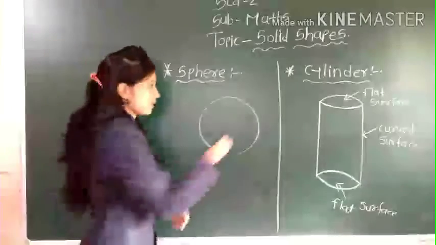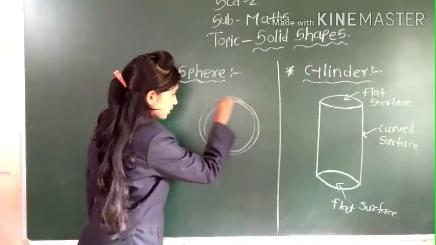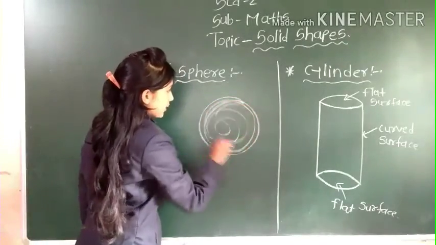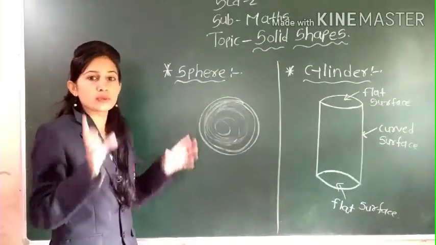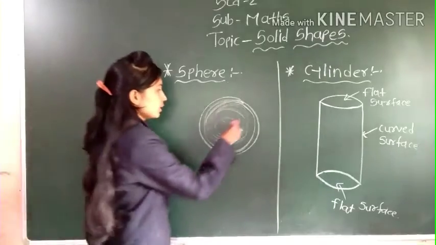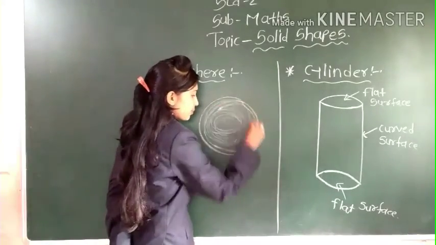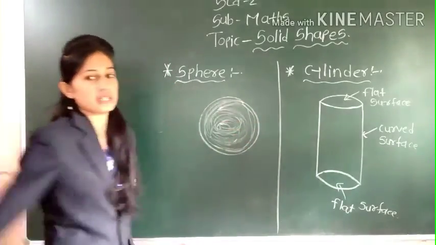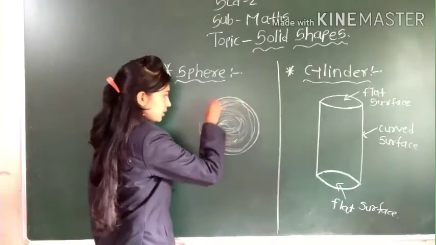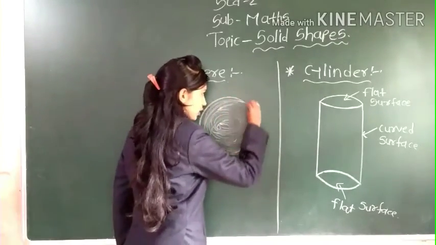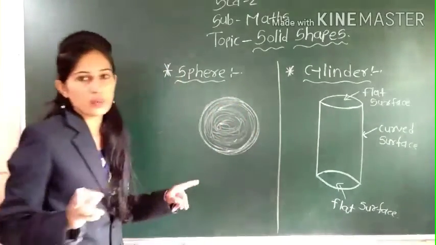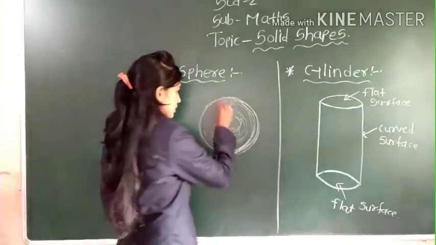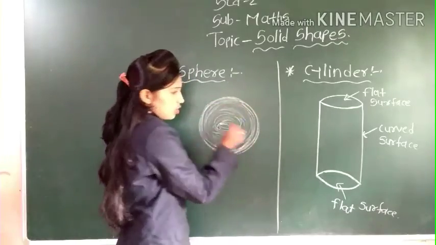Next, sphere. This is a sphere. What is an example of a sphere? A ball or football or a globe. It has a sphere shape. It has only one curved surface. इसका shape कैसा होता है? Curved shape. It has no edges, no vertices. It has no faces.